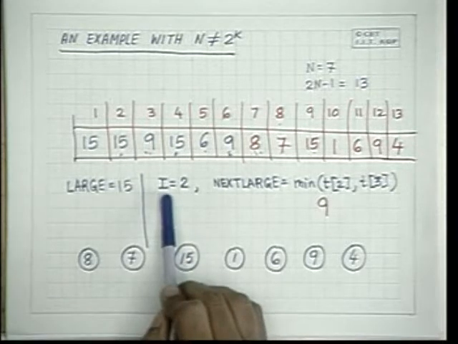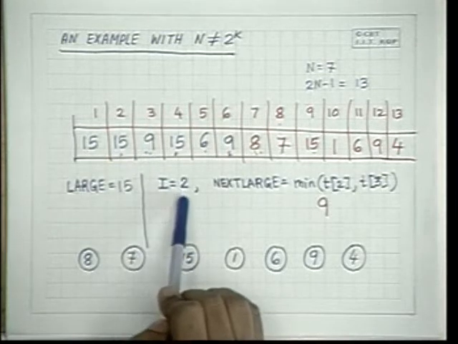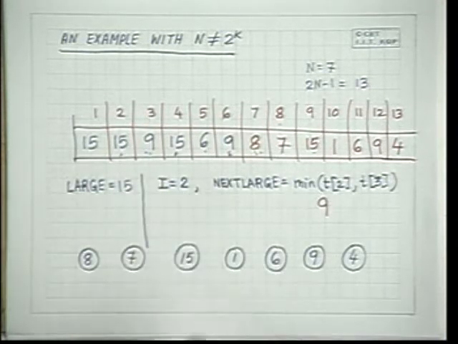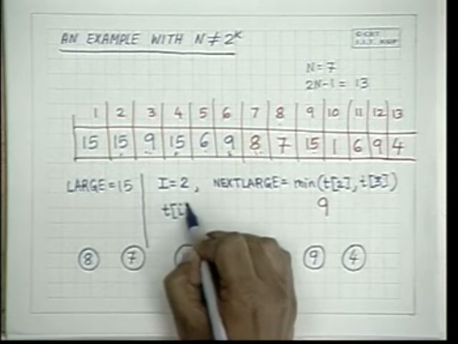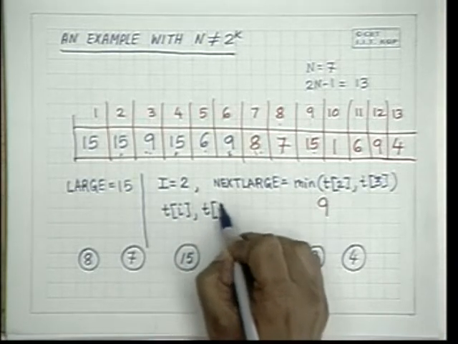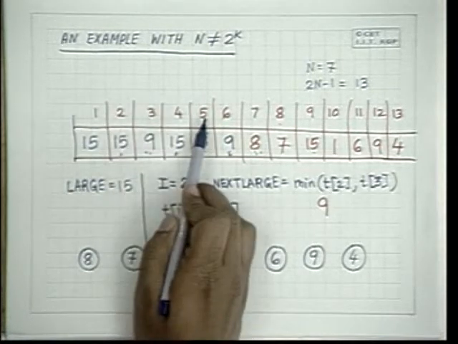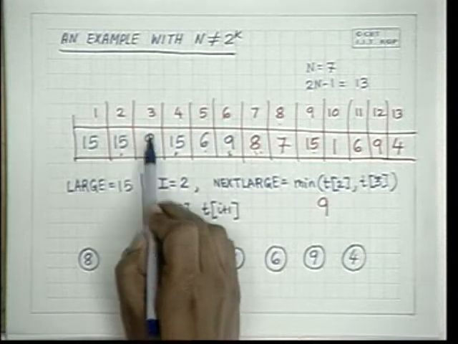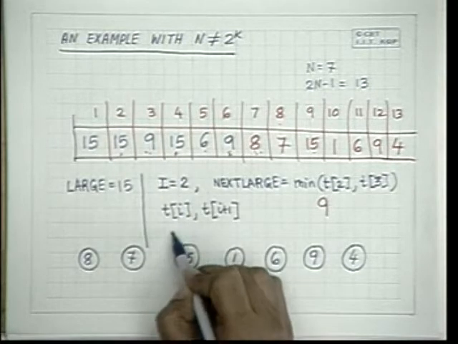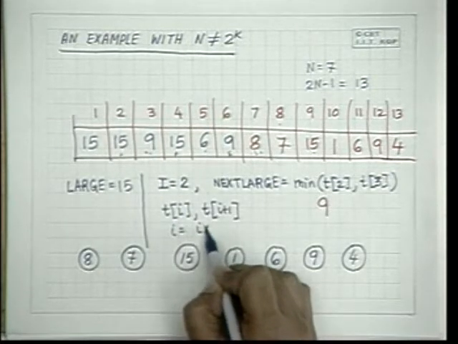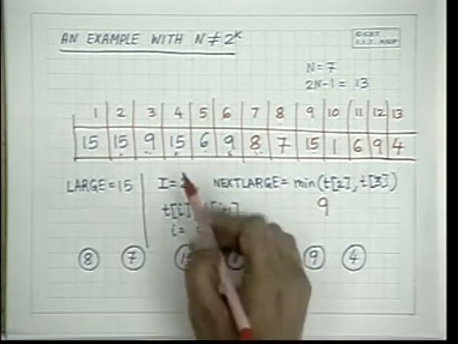Next we are at 2. So now we compare which of these two elements is larger. T2 is larger than T3. So we will compare Ti and Ti plus 1. Whichever is larger, we will double this index. In this case, this one is larger. So we double the index I to I into 2, and I which was 2 will now become 4.